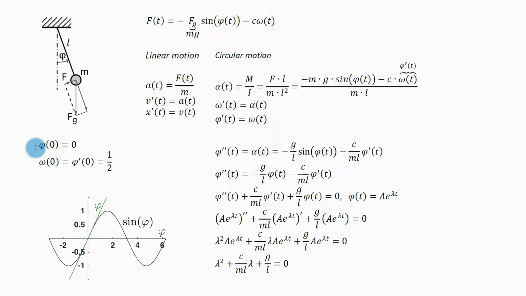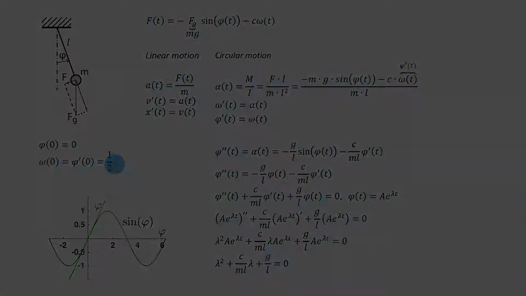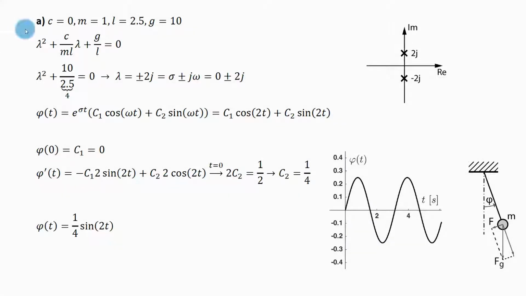The initial angle of the pendulum will be 0, and the initial angular velocity of the pendulum will be 1/2. This is my first case. Here I have set the coefficient of resistance to be 0, so I live in an ideal world where I have no resistance. The mass of the pendulum is 1 and the length of the pendulum is 2.5. The gravitational acceleration is 10, so I'm on Earth. Now when I take these constants and I substitute them into my characteristic equation, I will get this.